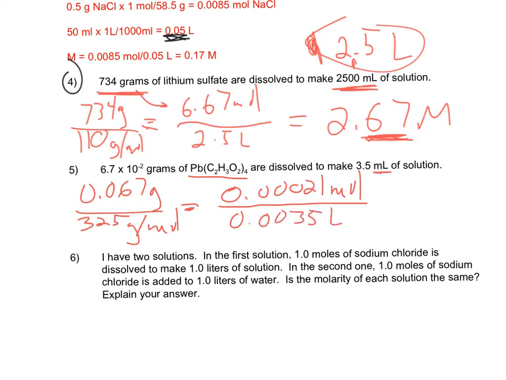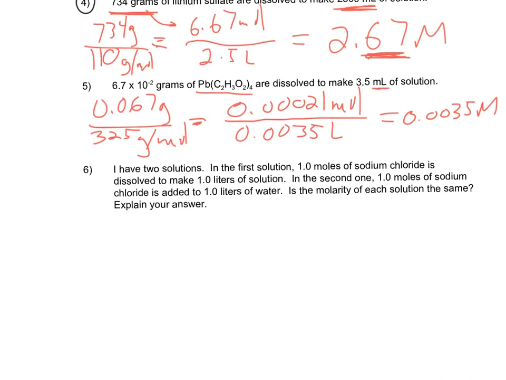0.0035 liters. Okay, so we got all sorts of decimals and zeros and things. Just need to be real careful when we're doing this math. But 0.00021 divided by 0.0035 gives us a molarity of 0.0035 molar. So very, very low concentration because we had a very small amount of the solute, the lead acetate. Even though it was in a tiny amount of solution, it's still such a small amount that the concentration is very low.